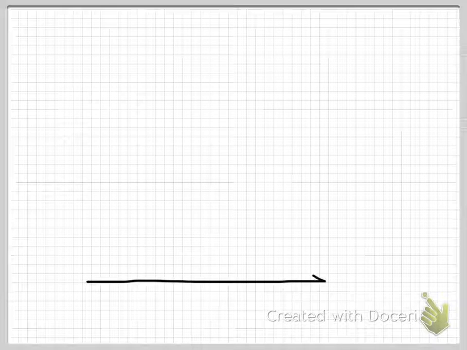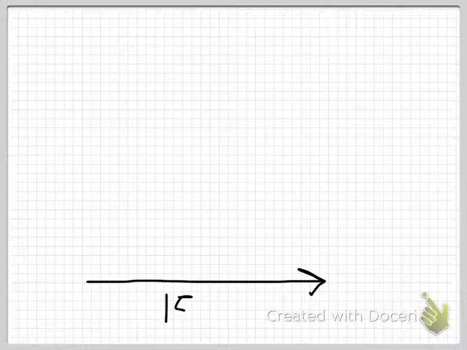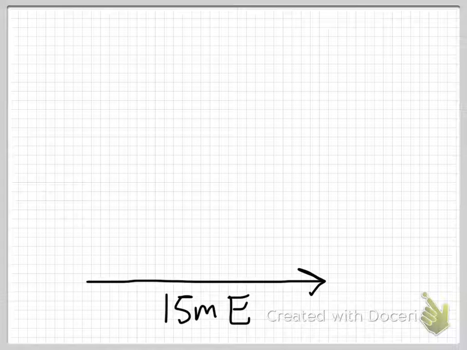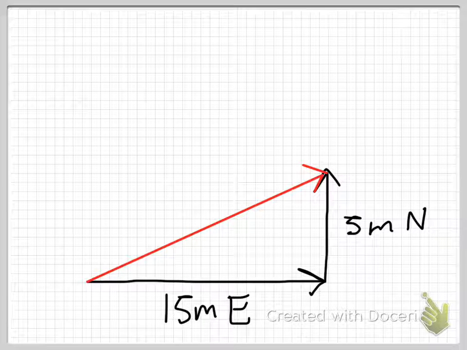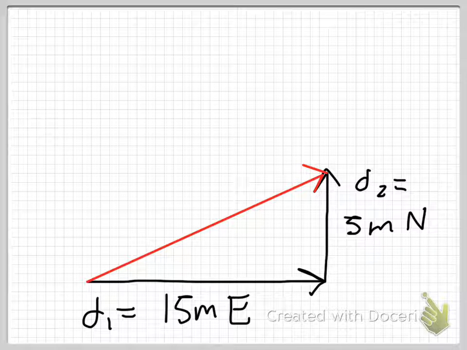Okay, so now we don't have to worry so much about scale. If I go 15 meters east, and I turn, and I go directly 5 meters north, what is my resultant? How do I find it? Well, first I'm going to draw it. I'm going to make sure I've got these labeled. So I have displacement 1 is 15 meters east. Displacement 2 is 5 meters north. My resultant is this red line. How do I find it?